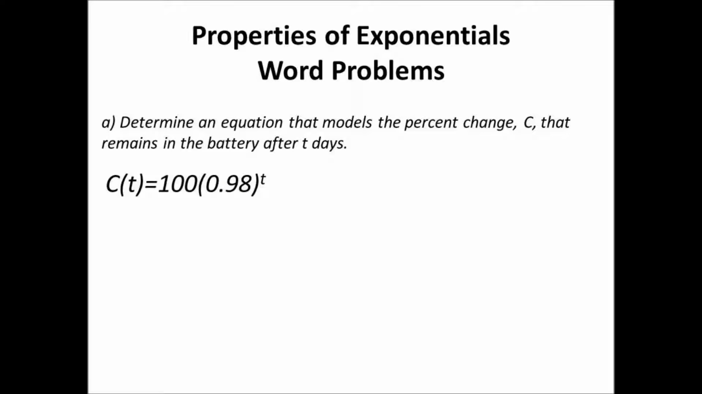Now we know 100 is the original amount, and 2% is the exponential decay in decimal form, and we don't know the time. So the equation is C of t equals 100 times 0.98 to the power of t.